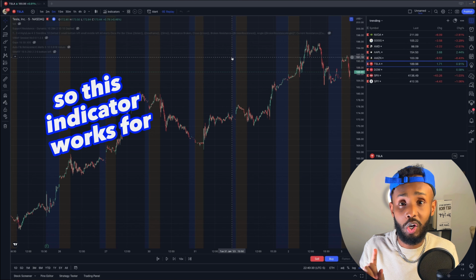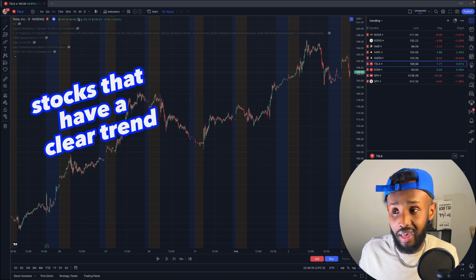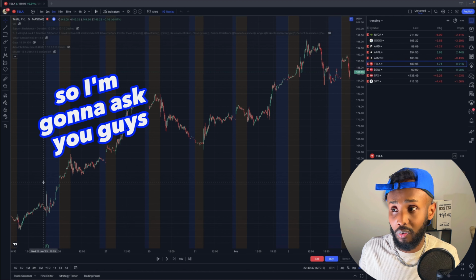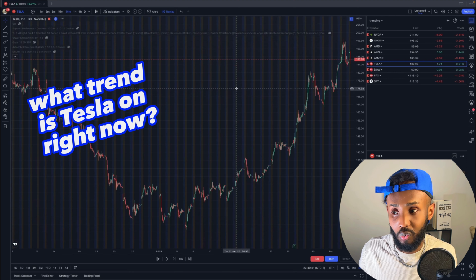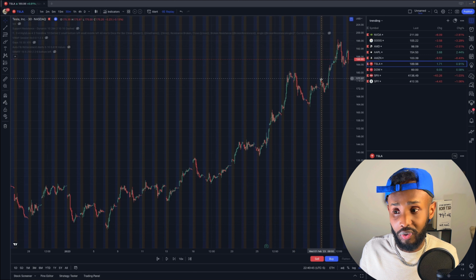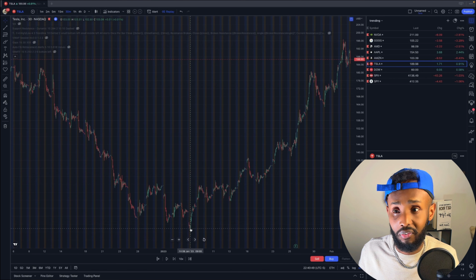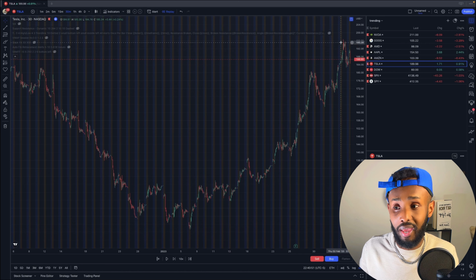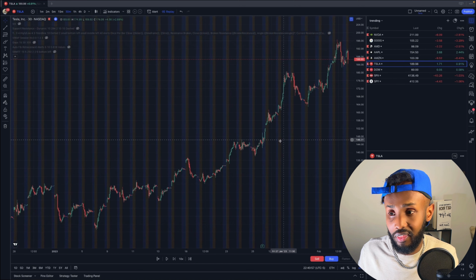So this strategy works for stocks that have a clear trend. I'm going to ask you guys, what trend is Tesla on right now? It's very clear. It's on an uptrend. We can see that it had a low of 101 and a high of almost $200. With this uptrend, we want to get in at levels like this.